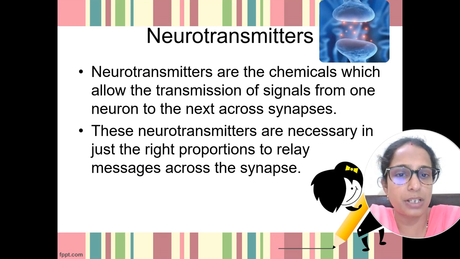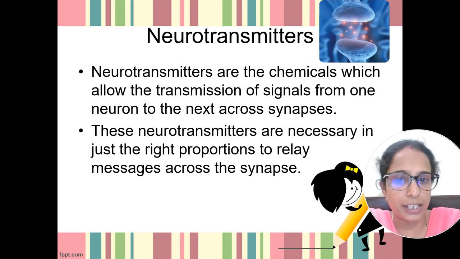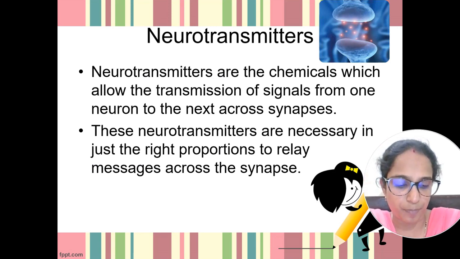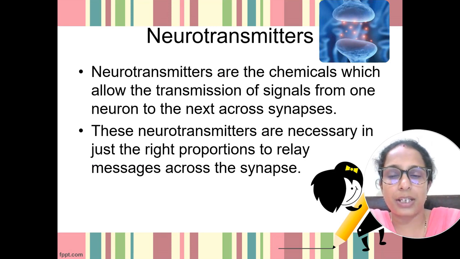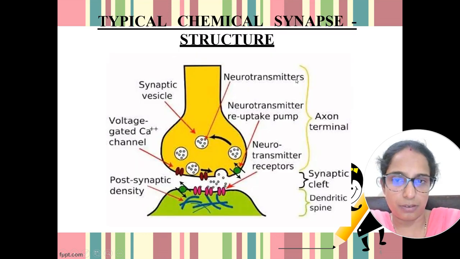That's why neurotransmitters have a major role in psychiatry. That is, if they are not in the right proportion, if they are more or less than the amount that should be there, they will produce psychiatric symptoms or disorders. So this is just a synaptic picture, which we already discussed. It is a representation of how the chemical synapse works.